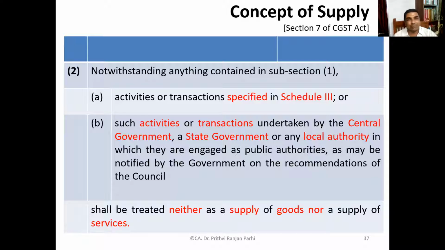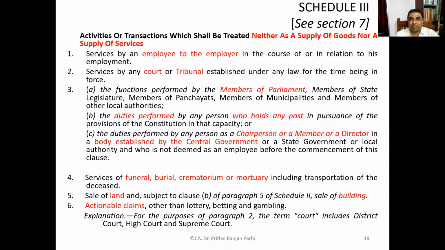So Schedule 3 talks about certain activities which are neither supply of goods nor supply of services. Which are the activities? Activities which are specified in Schedule 3. So let us see what these activities are. Or activities which are undertaken by central government, state government, and local authority. They are neither supply of goods nor supply of services. If you look at Schedule 3, you can find the list of activities which are neither supply of goods nor supply of services.